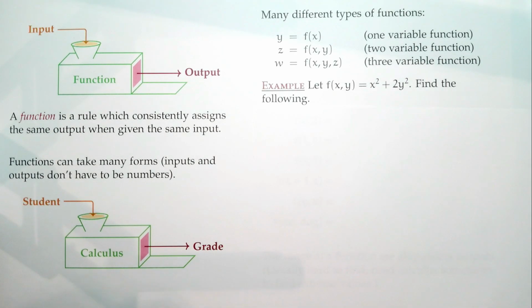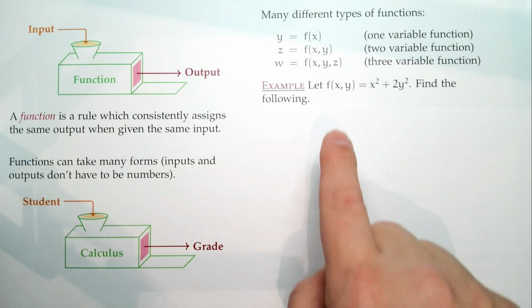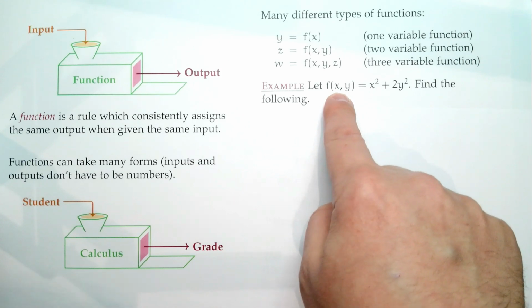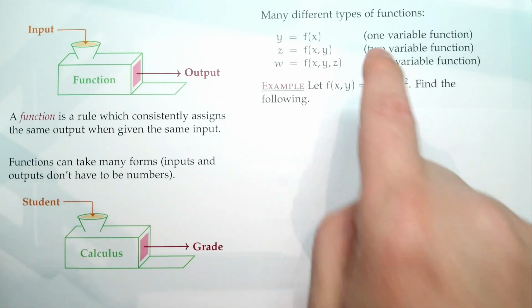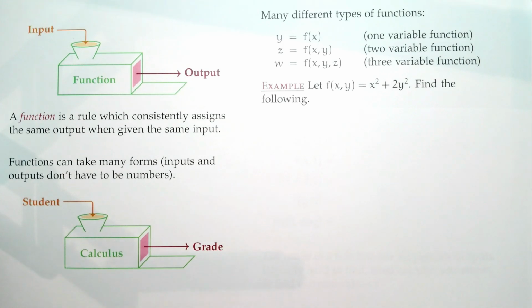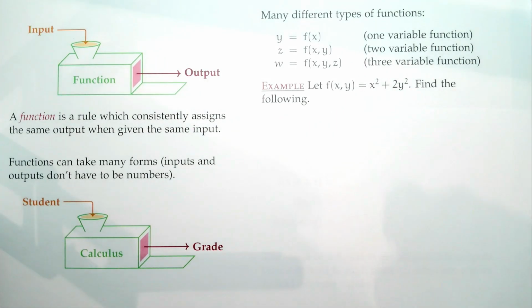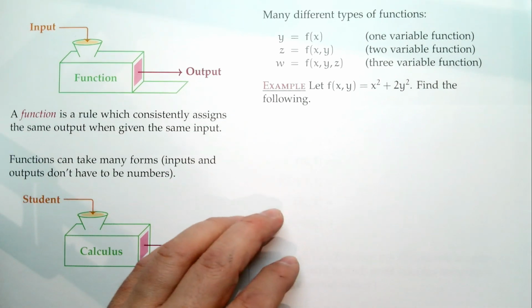So let's do an example. Our function is f of x, y equals x squared plus 2y squared, and we want to find the following. Okay, so what does this mean? Well, it says I'm going to give it 2 things. Something in the first slot, which I'm going to refer to as x, something in the second slot, which I will refer to as y. And what I do is I say, well, whatever comes into the first slot, you square it. Whatever comes into the second slot, you square that and double, and then you add those answers together. So the x squared plus 2y squared, that's our machinery. That's our rule for how we make something new.